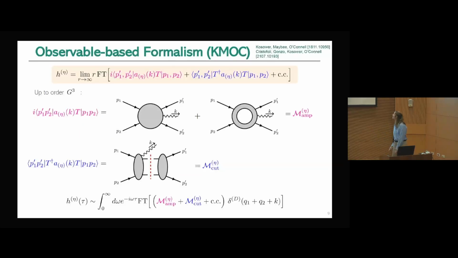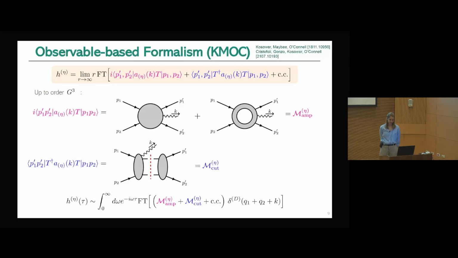So KMOC, named after Kosower, Maybee and O'Connell, is the approach where we can directly extract observables from scattering amplitudes. And it relates the waveform directly to the Fourier transformation of these two pieces that look like amplitudes or similar to amplitudes. Now, the first one that is linear in the transition matrix T is actually just a 5-point amplitude. And if we want to get up to 3PM, which is what this talk is about, we need up to 1 loop diagrams. This is what I call the amplitude contribution.